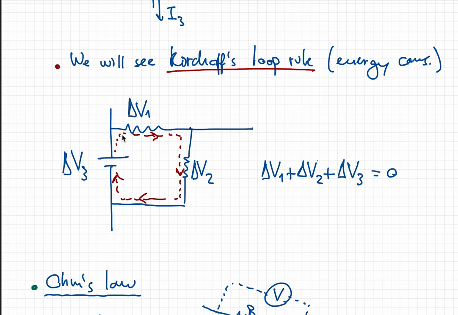But for each loop that you can draw, you can always write down this type of equation. So the sum of the voltage drop here, here, and here, because they're all in the same loop, then they have to add up to 0. So that's the loop rule, and we're going to discuss that in class on Monday.